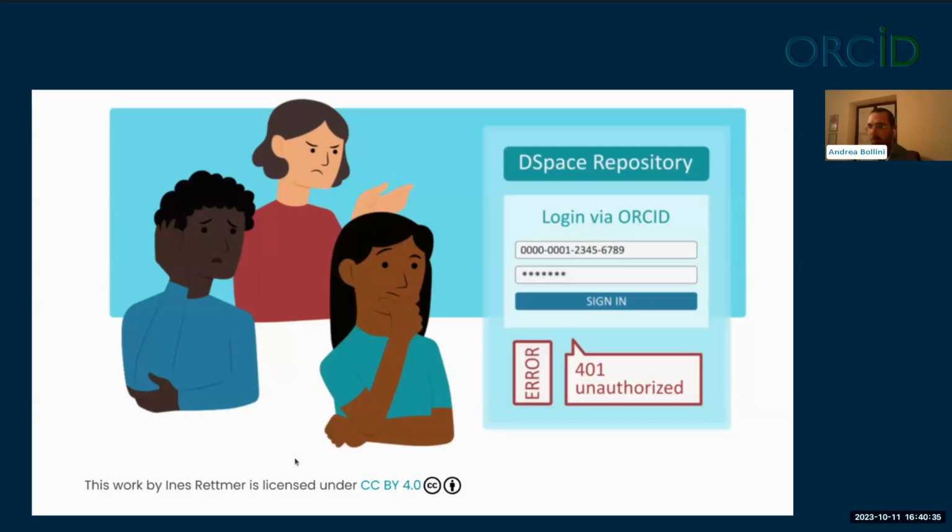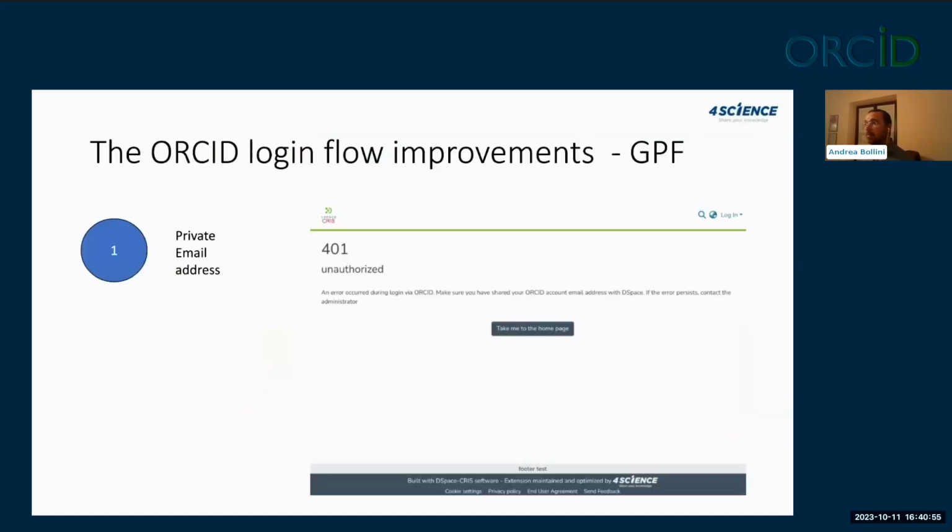So I would like to proceed from the Global Participation Fund program, the project we are conducting together, that we are implementing for the Technical University of Hamburg. As said, we want to improve the user experience for the login process in DSpace-CRIS. Which is the problem? When you have a private email address on ORCID, essentially you get this not so nice page on DSpace-CRIS. After the attempt to log in, you get unauthorized, and just be informed that your email need to be set as public on the ORCID side.